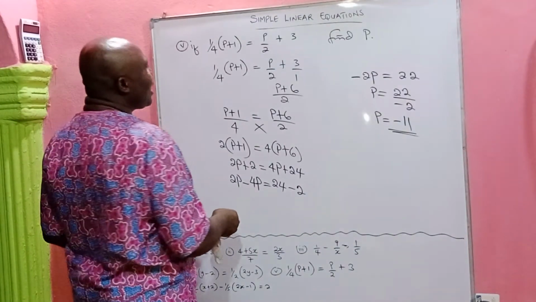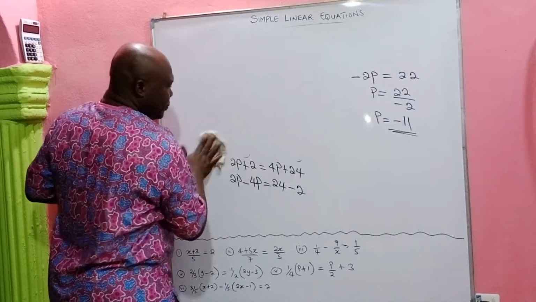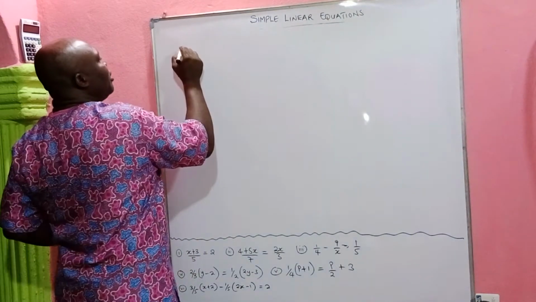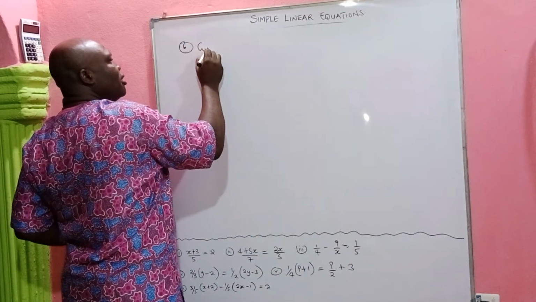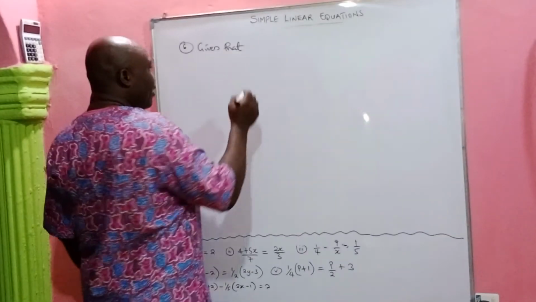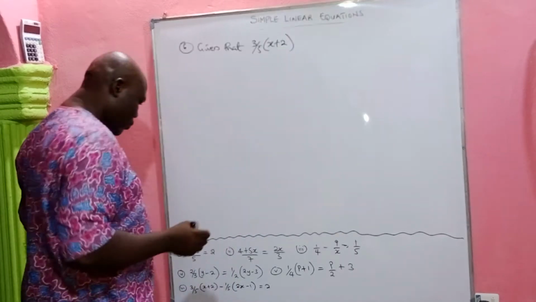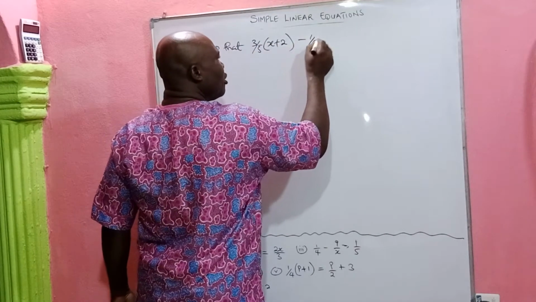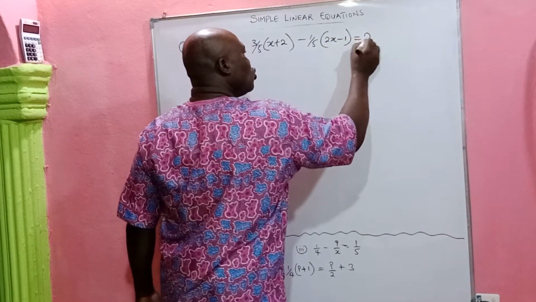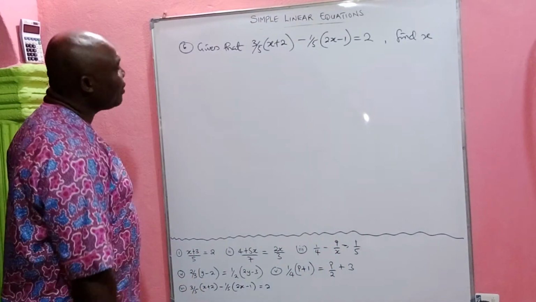All right, so we have the last one here, number 6. Let's see how we can handle number 6. So we have our number 6 on the board. Here we have 6. It's given that 3 over 5 of x plus 2 minus 1 over 5 of 2x minus 1 is equal to 2. You should find the value of x. All right, so we want to find the value of x.